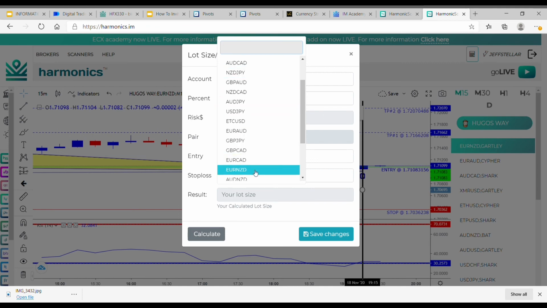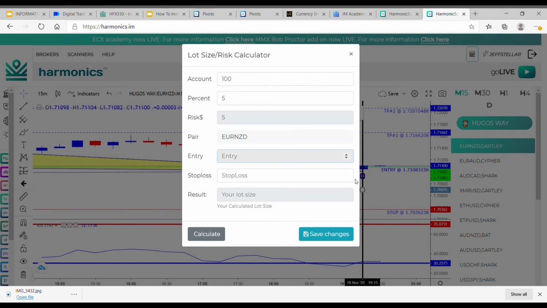So I find EURNZD, I click on it, and I type in my entry, which is right here, this little blue line, 1.71100. And I type in my stop loss, which is right here where it says stop, family. If I did not mention that, where it says stop at, that is your stop loss. And where it says TP1, that equals your take profit. So take profit is the money you are willing to make in a trade, and stop loss is the money you are willing to risk and put up into a trade. Okay? So in this example, our stop loss is 1.70362.